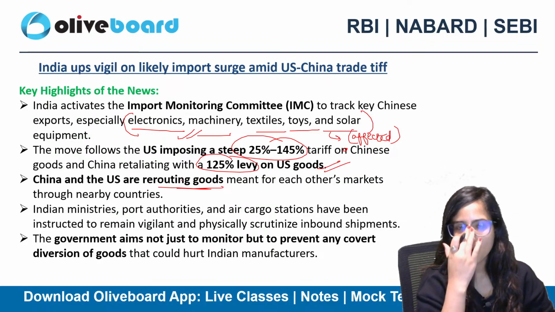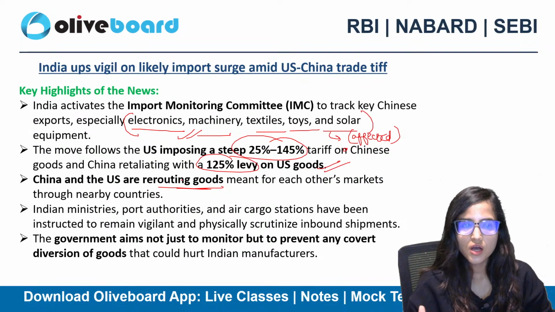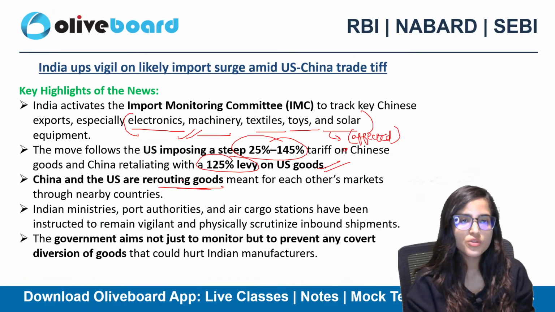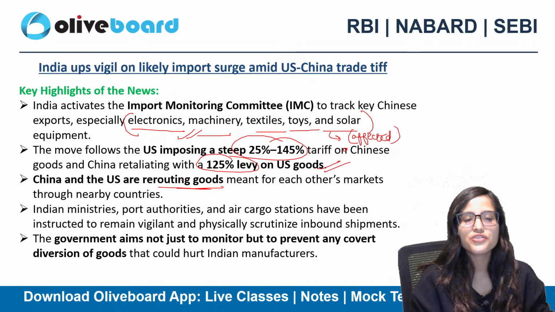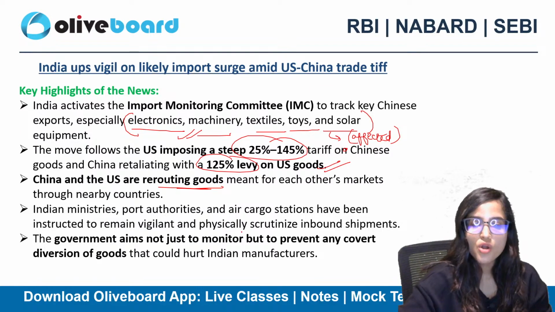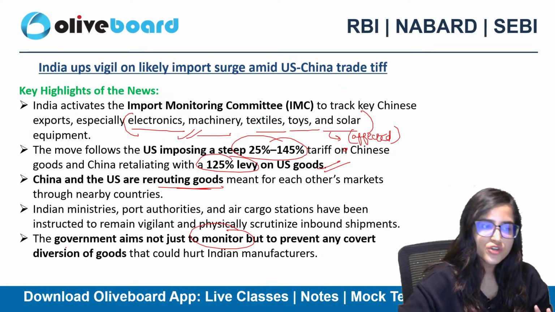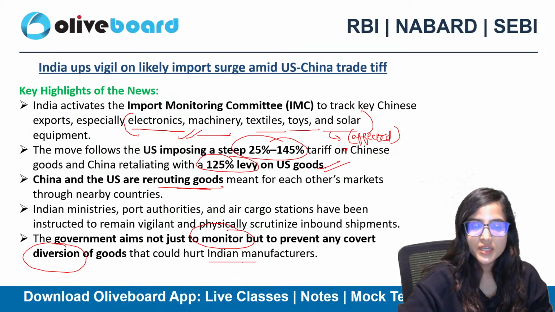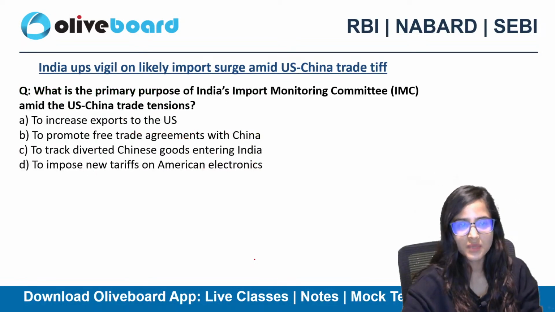Now this is the problem. China and the US are rerouting their goods which were meant for each other, and they are going to dump them in countries like India. That is a major drawback that we are going to face. That is why the government aims not just to monitor but to prevent any diversion of goods that could hurt Indian manufacturers. That is the prime reason behind this.